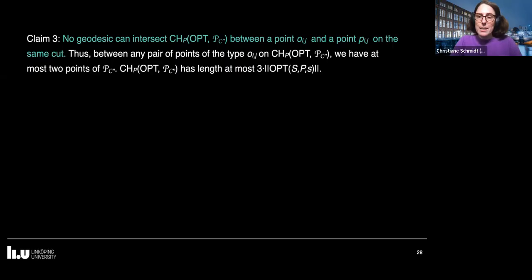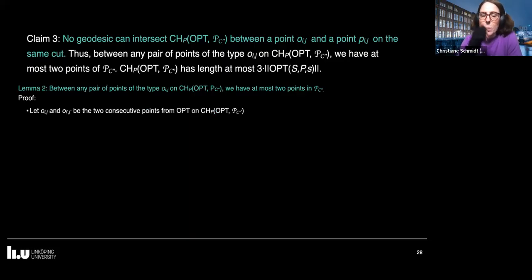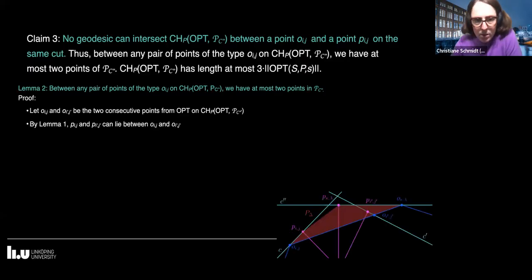Now, what we want to say is that if we look at 2 points that the optimum visits on this relative convex hull, we can have at most 2 points of our pink candidate points on the relative convex hull. So how do we show that? Let's say we have 2 of these consecutive points, Oij and Oi prime j prime. And so what we know is there could be 2, the Pij and Pi prime j prime can be between them.